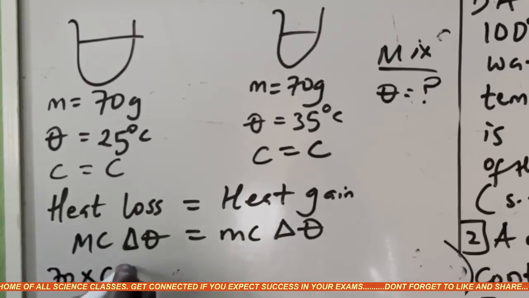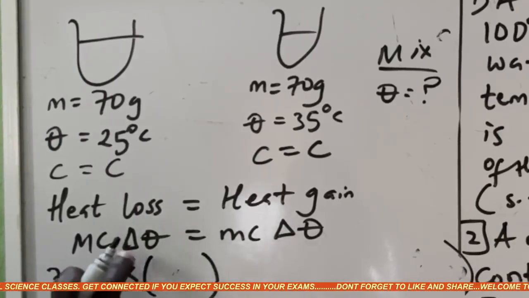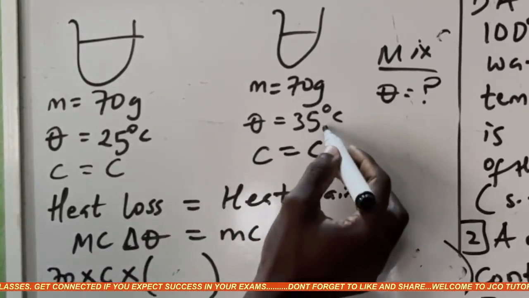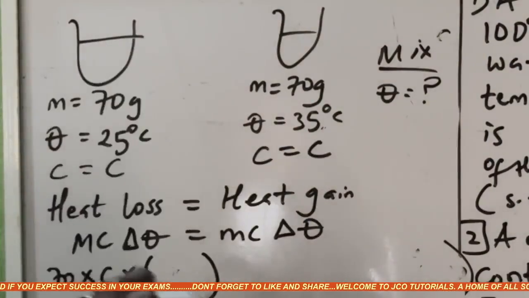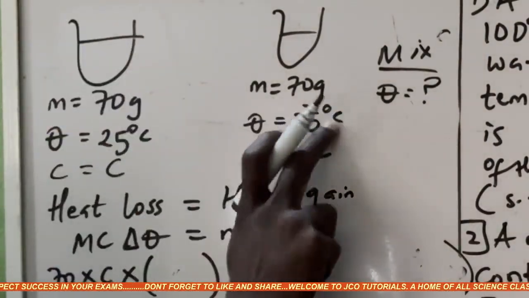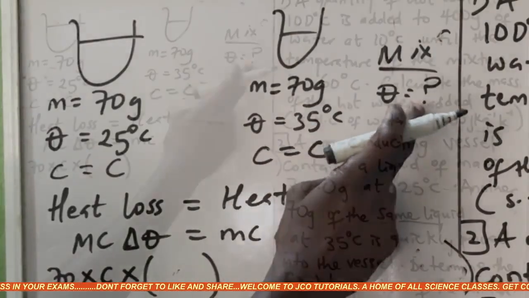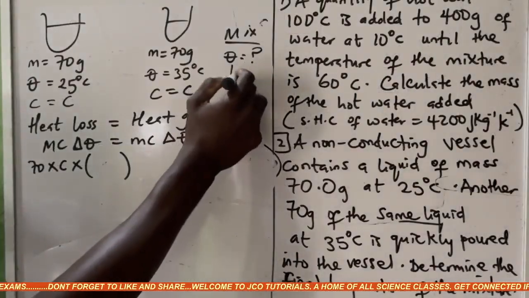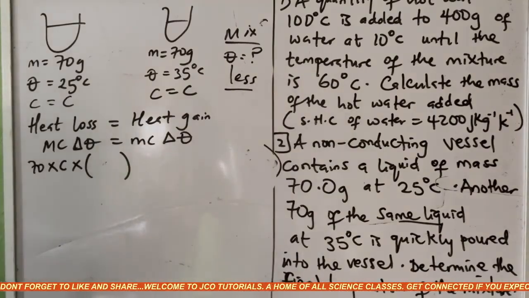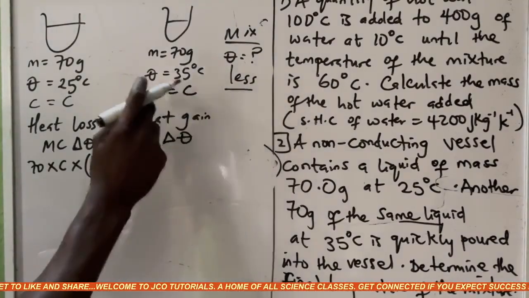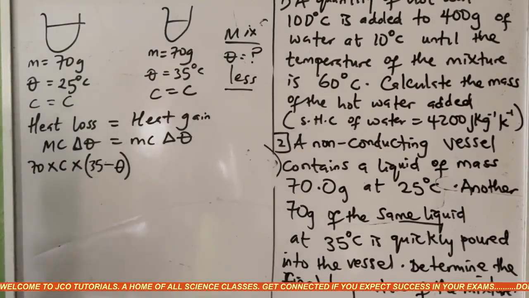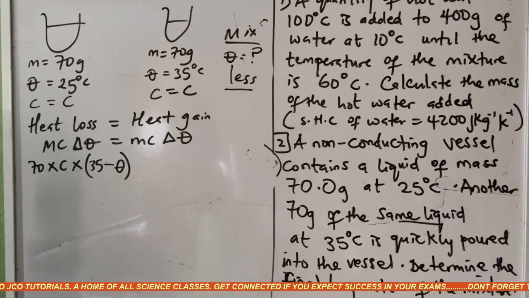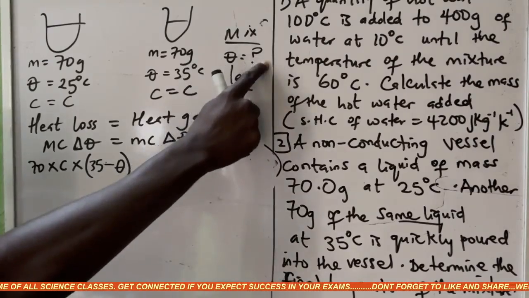Specific capacity is C. Your change in temperature is the major aspect. If this is losing heat because it's 35, this is 25. When you mix a hot and a cold, the hot will lose, the cold will gain. If this is losing heat, it means the final mixture will be lesser. It will drop down, which means this will be bigger than the final temperature. So 35 minus the mixture, because that is the change in temperature. It will change from 35 to a new mixture temperature.